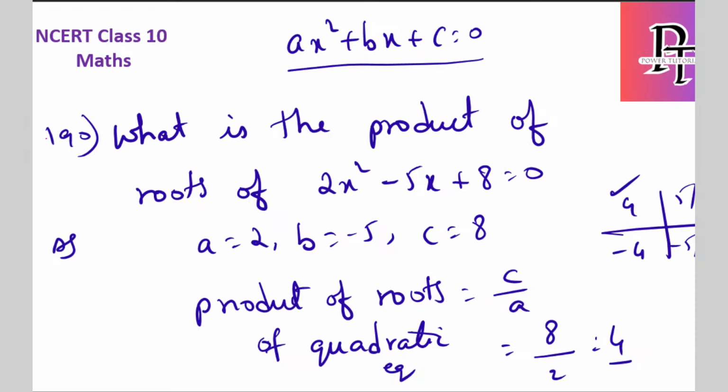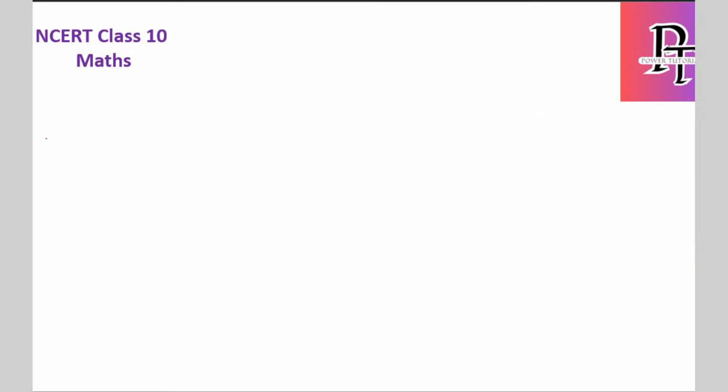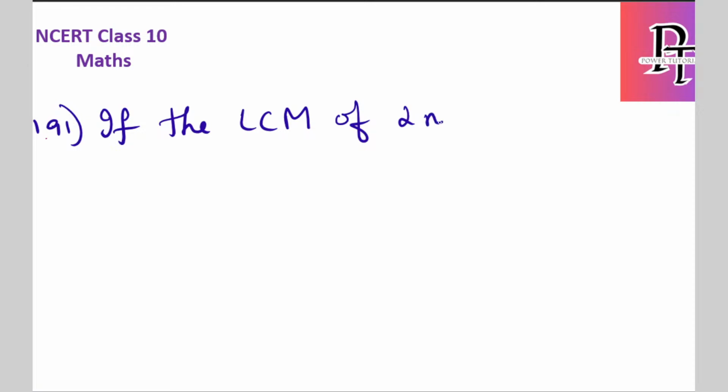Okay, let's go to the next one, 191. This is a bit interesting because it is from the real numbers chapter. The first question is, if the LCM of two numbers is 20, we don't know the numbers, and the HCF they have provided is 4, what is the product of the two numbers?